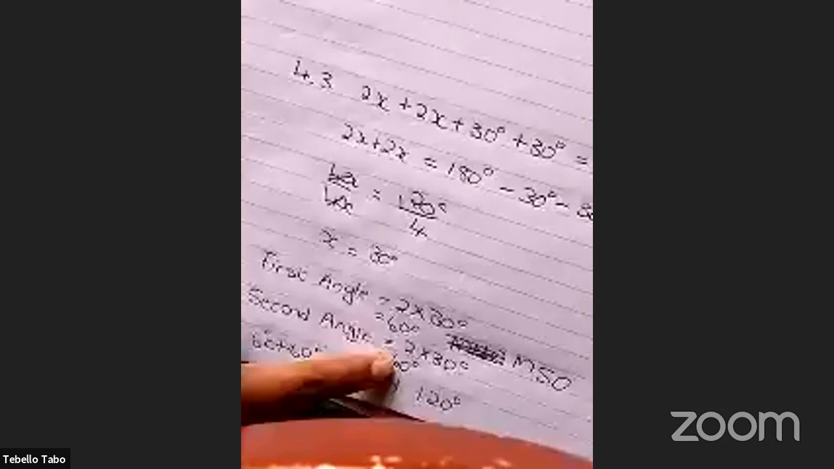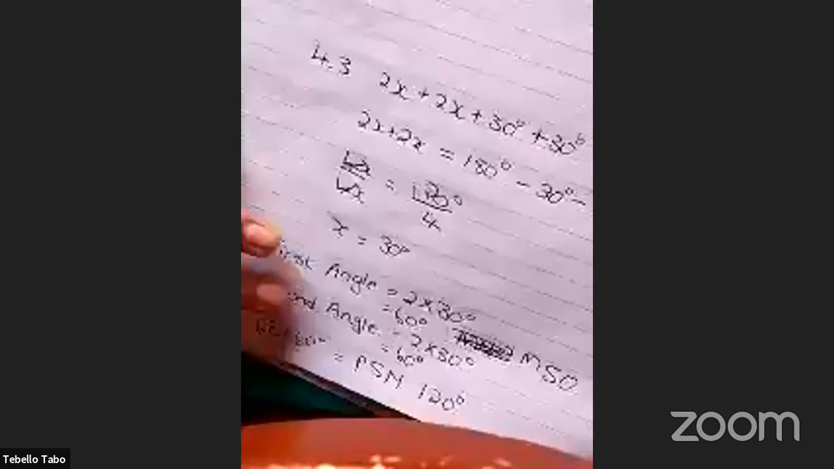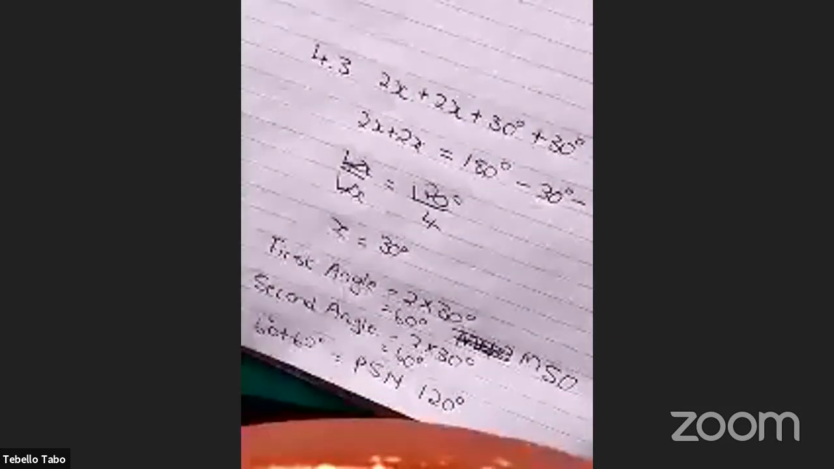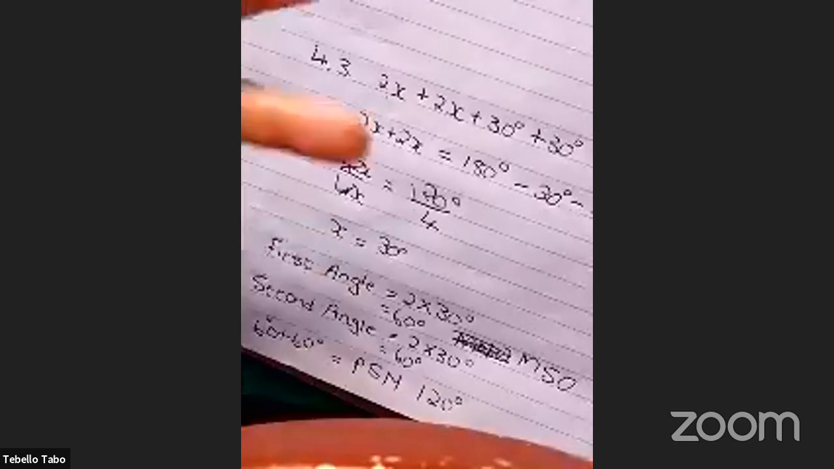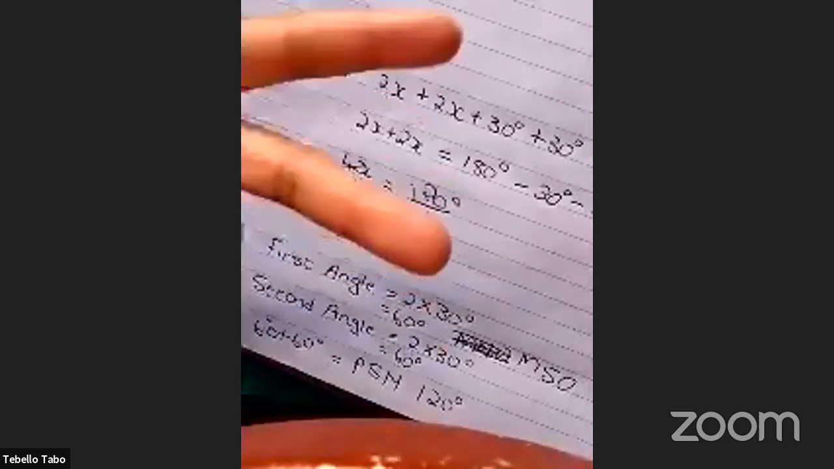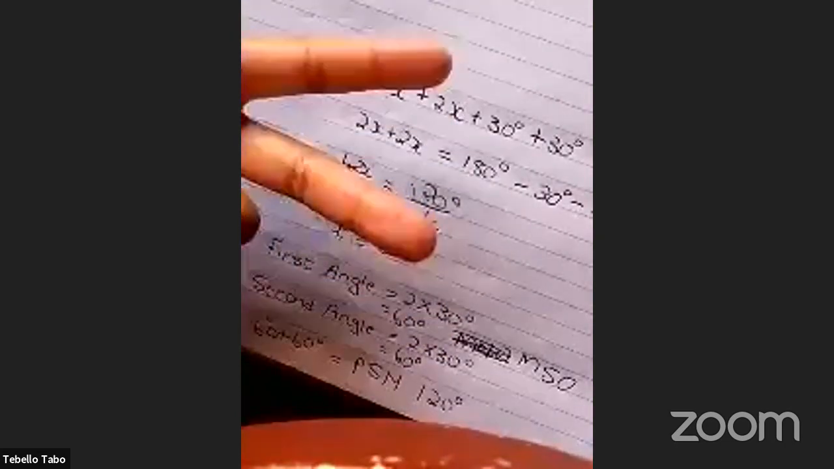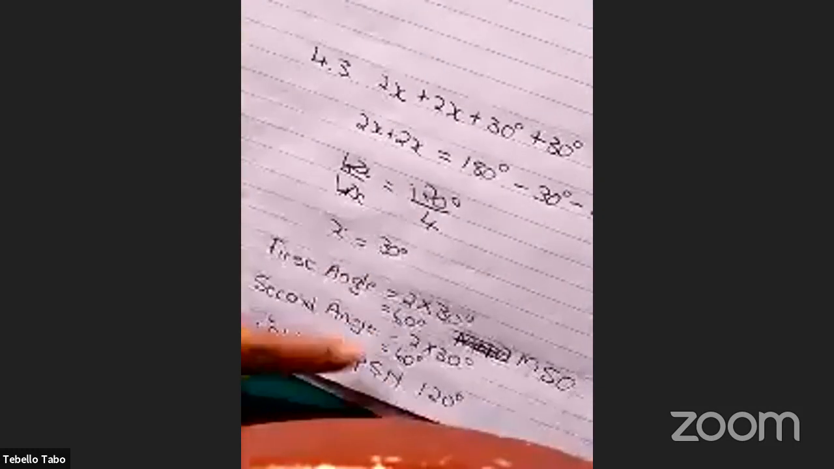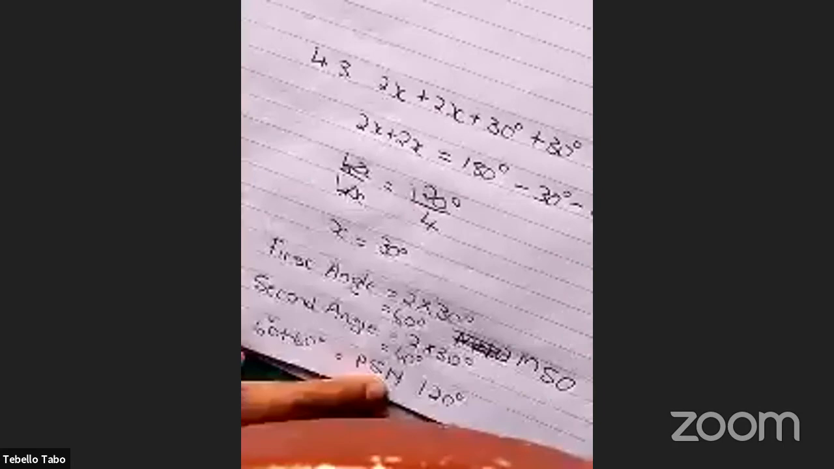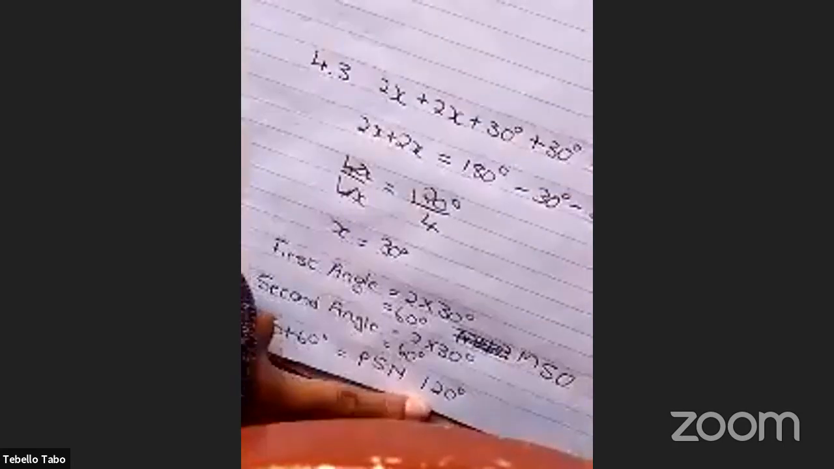So our PSN, now we are answering the final answer. What is the size or the value of PSN? Our PSN will be 2 angles, because there are only 2 angles on PSN. So our PSN will have the 60 plus the 60 degrees. 60 plus 60 equals to PSN, which is 120 degrees.